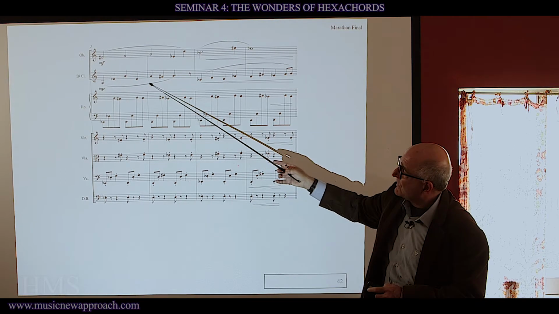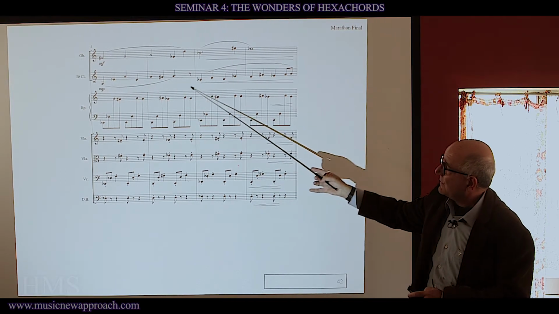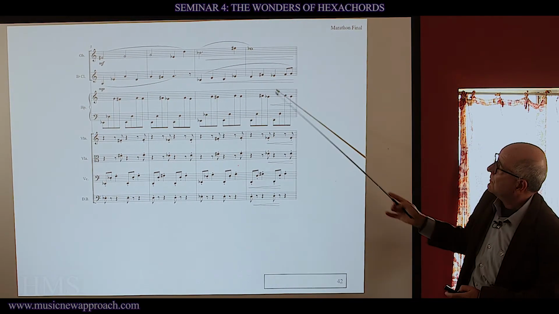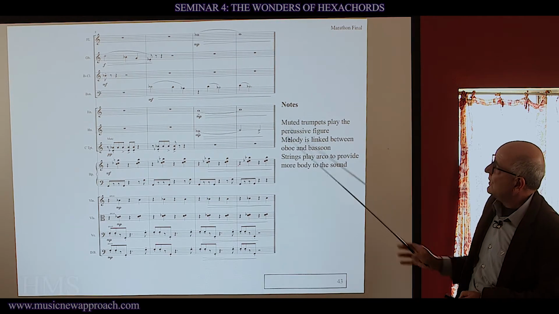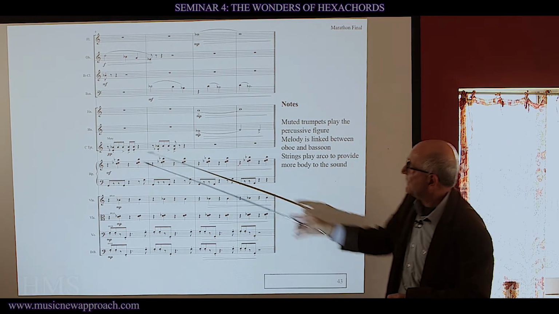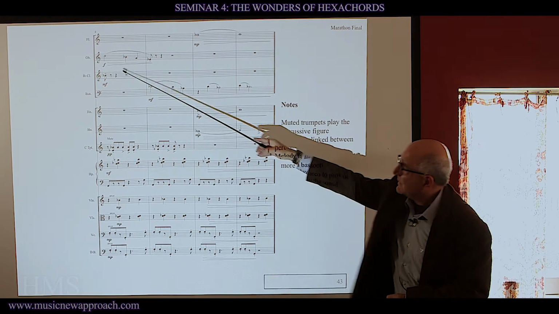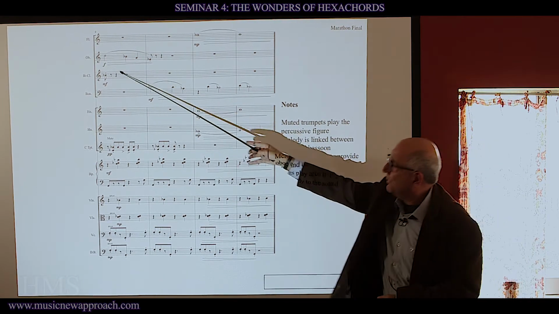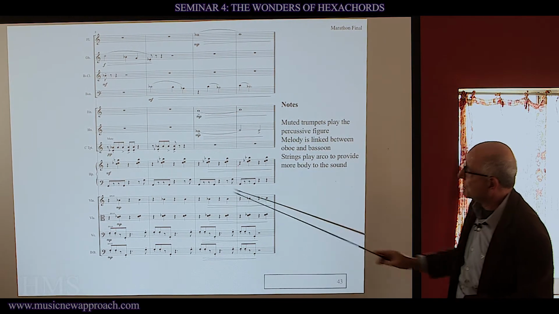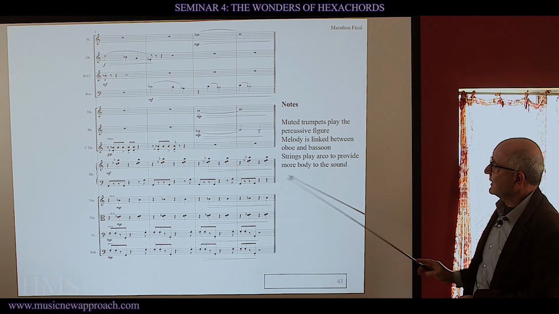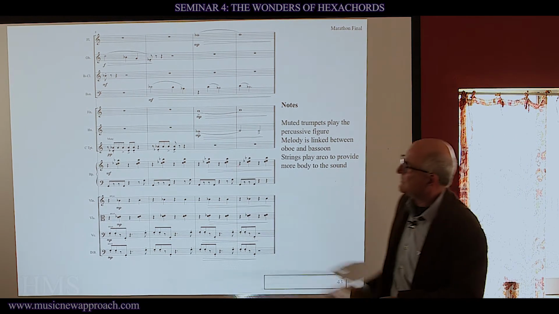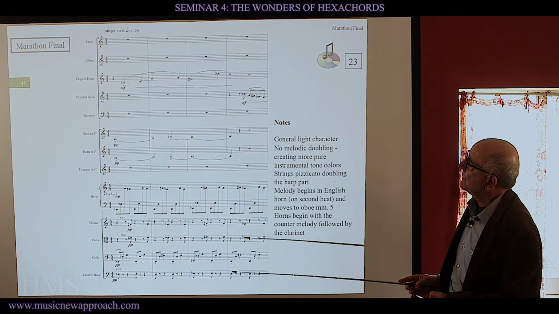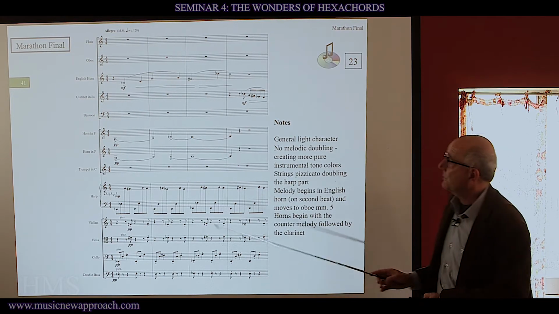Then the clarinet comes in and the clarinet is playing that counter melody. And here in the second section, the muted trumpets play that percussive figure. The melody gets passed down, linked between oboe and the bassoon. Strings play arco to provide a little more body to the sound here because it gets a little bit fuller. Okay, so this is the final one.